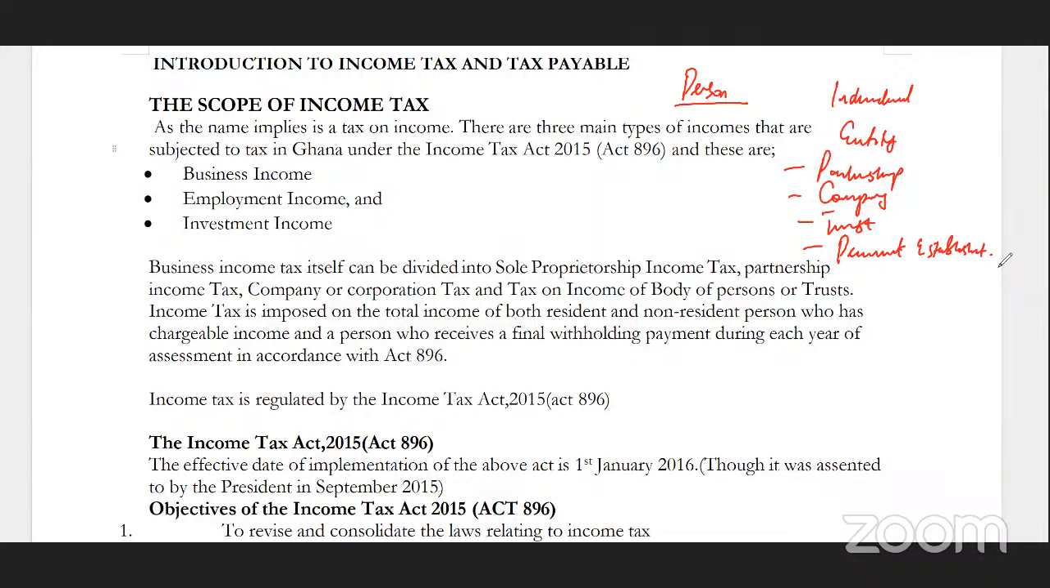I hope that is okay. Put this in your mind. If you want to pass tax, these are the things that you have to focus on and try to understand.